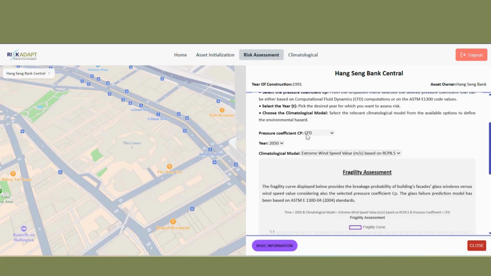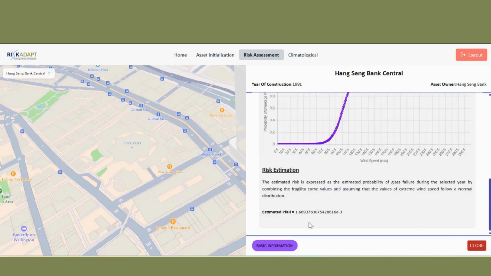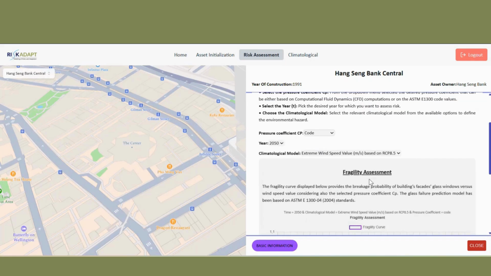If now I'm interested in following the code and not the CFD, you will see that the fragility curve is the same, doesn't change, but the probability of failure changes, and I think that it is lower. So probably the CFD overestimates the risk, or there is something, and there is a different result.